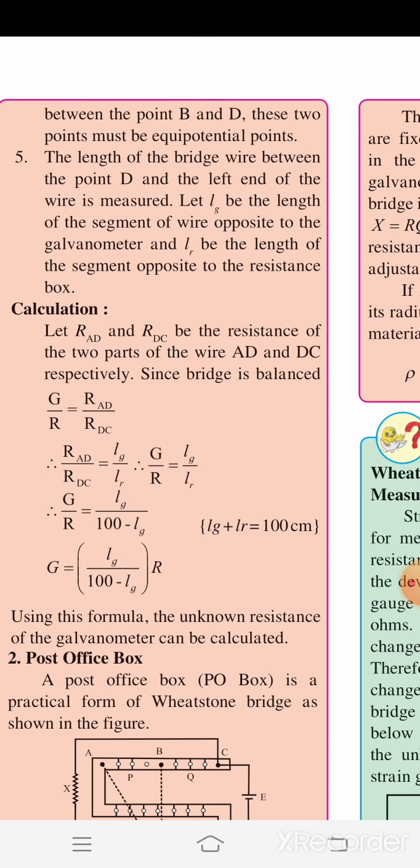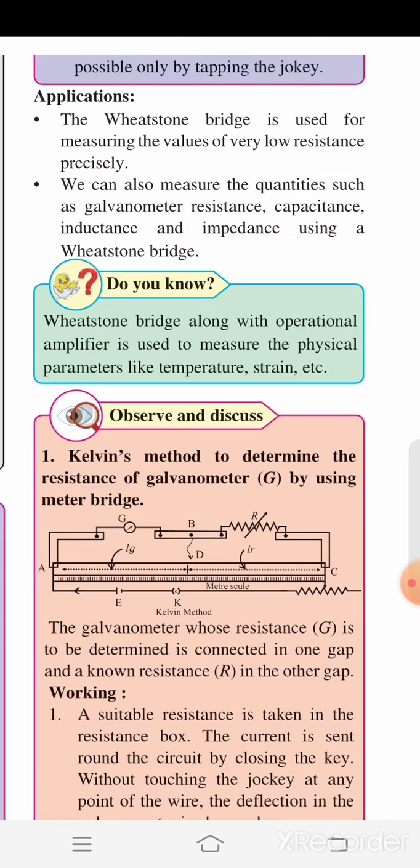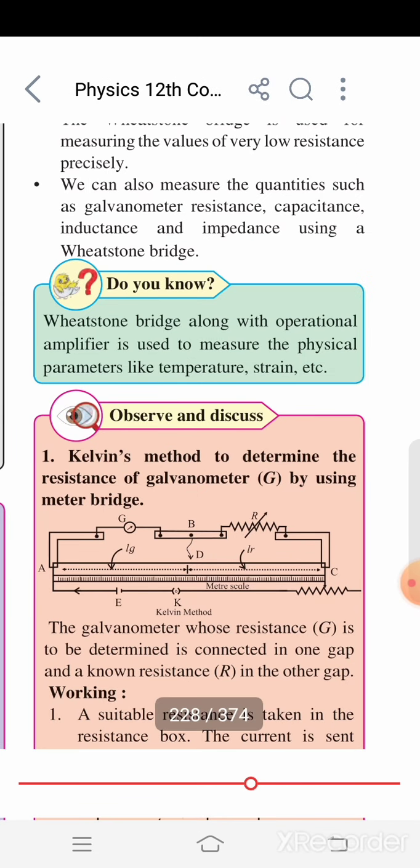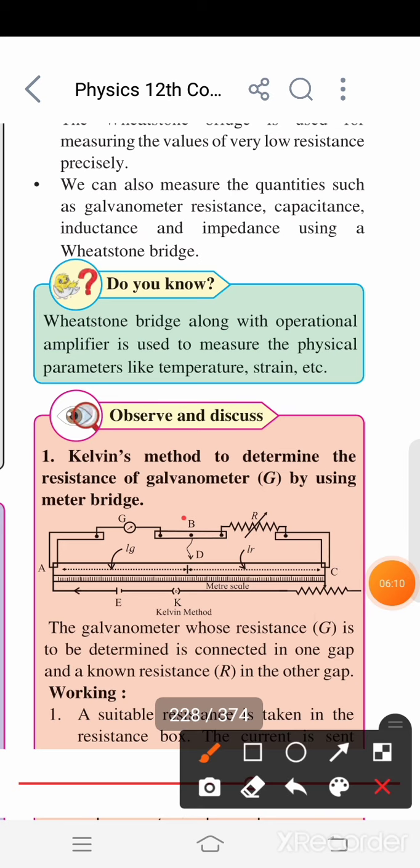Then between the points B and D, these two points must be equipotential points. Point B and point D having the same potential means these two points are equipotential points. So there is no flow of electric current from B to D, and the circuit is balanced.